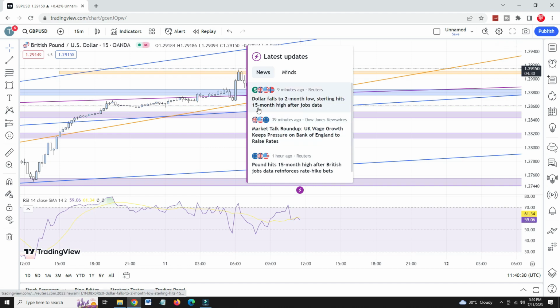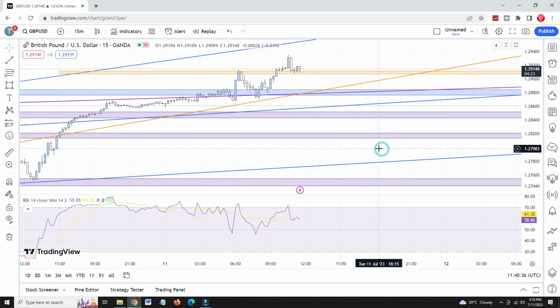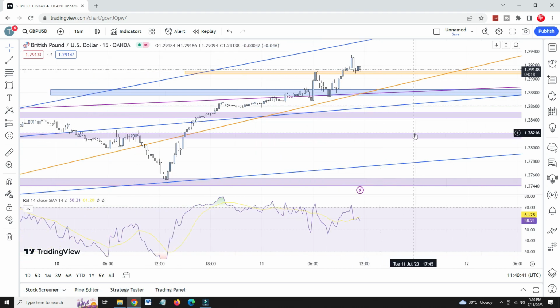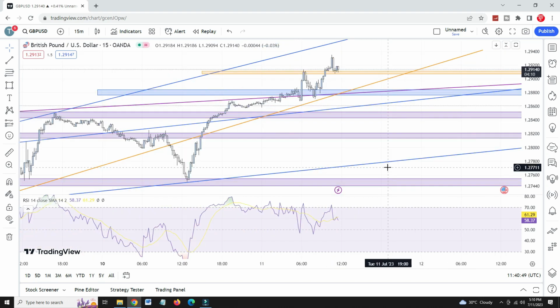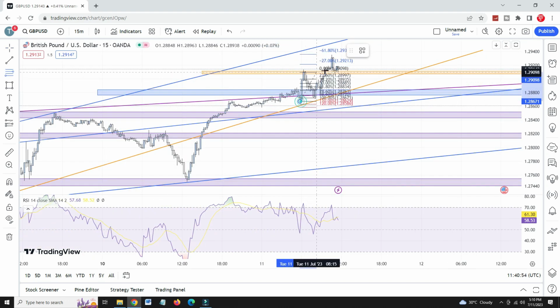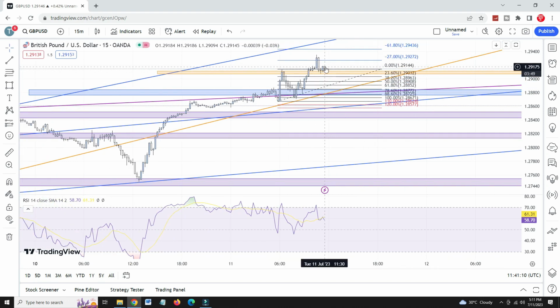Yeah, just 9 minutes ago, dollar falls to 2-month low. Sterling hits 15-month high after jobs data, so it's going to move up now for sure. It's going to move up now for sure as per news, but nothing is for sure, of course. But let's see how this could be. Is there any way of putting a fib over here? Point A to point B. I see the price definitely moving up here, but just after a little bit of sideways movement.